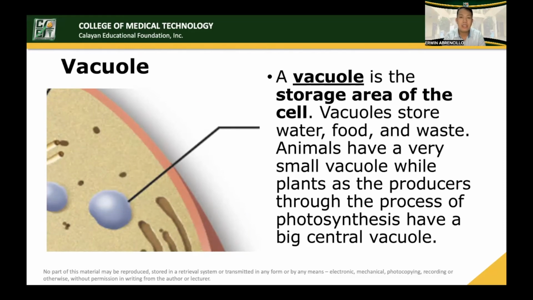On the other hand, animal cells do not need much of the vacuole because whenever we are hungry, we can eat anytime. When we are dehydrated, we can drink, and we do not store much of our waste. We simply remove our waste from our body through excretion.